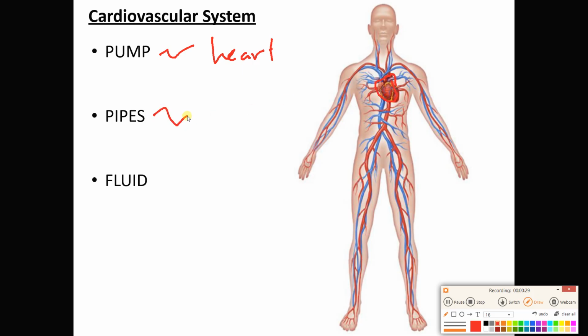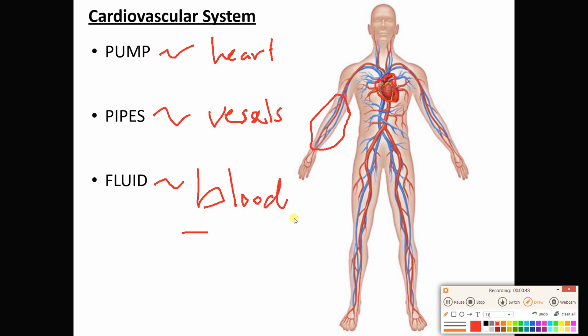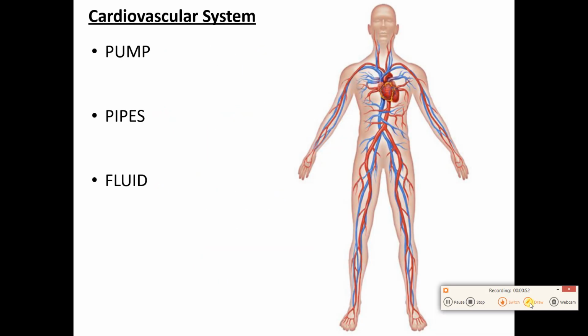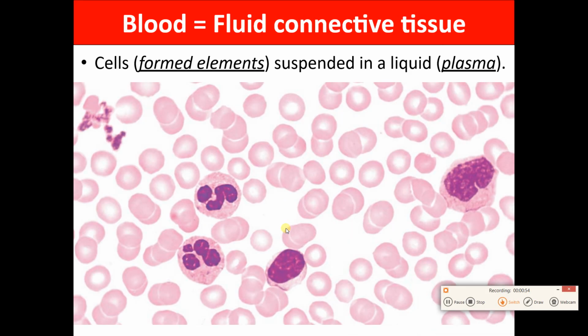And we got the pipes, which of course are the blood vessels. So I'm talking the arteries, the veins, the capillaries. And we see just a tremendous amount of blood vessels everywhere in this person. And lastly, the topic of interest today is the fluid in that system, which is the blood. So that is what we're going to be talking about, folks. So buckle up. Let's get ready. Let's go. Let's talk about blood.